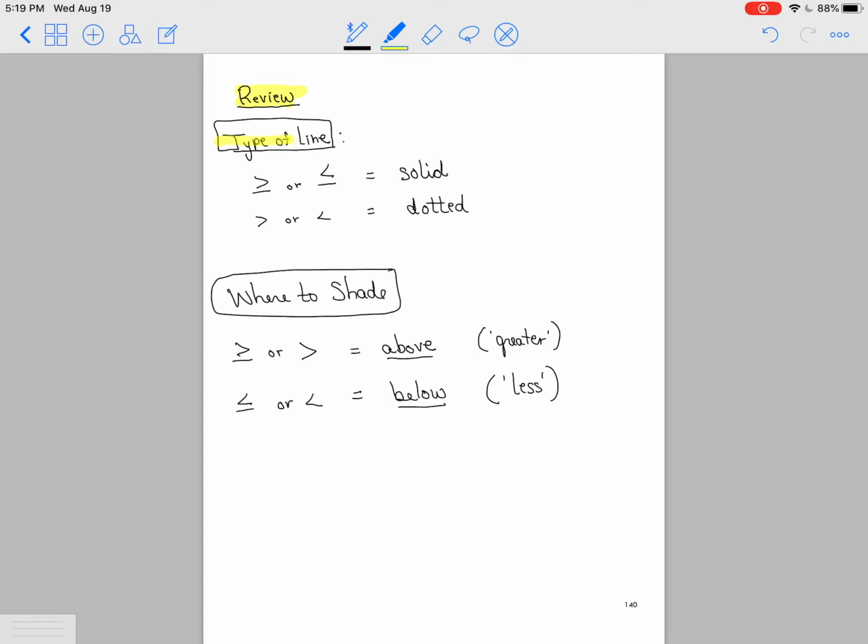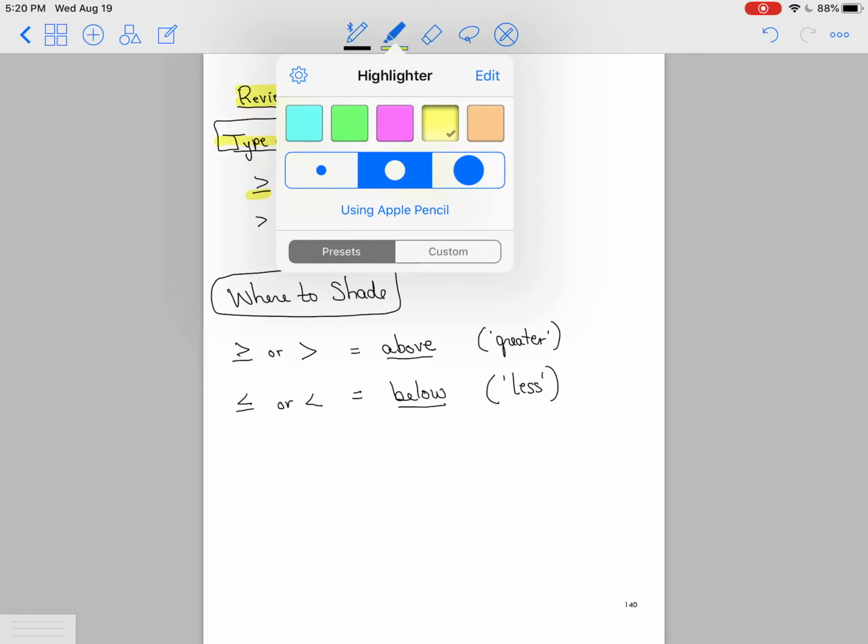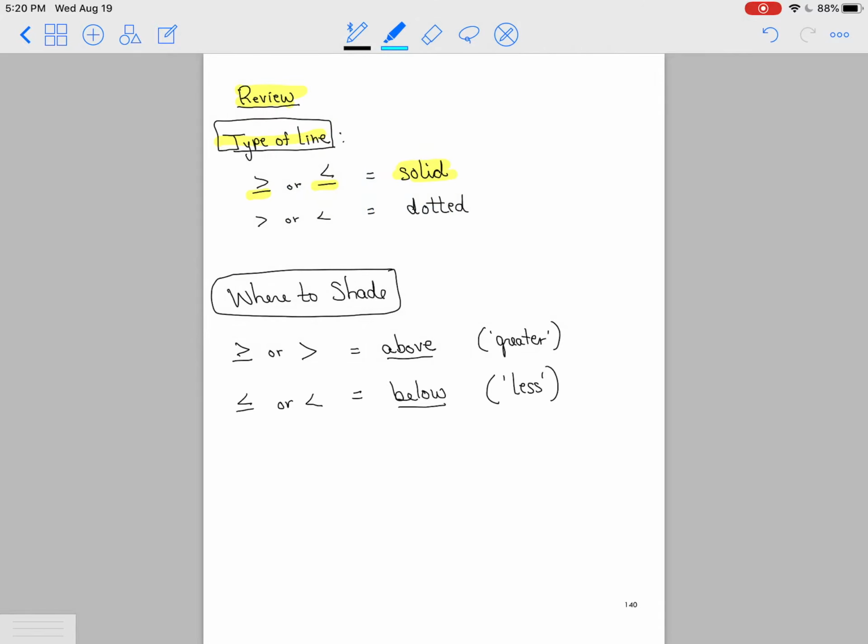So the first thing I wanted to talk about is the type of line that you guys are going to be using in your graphs. Remember that if we have the or equal to, whether it's a greater than or equal to or less than or equal to, it means that the line is included in your actual graph. So we're going to be using a solid line if you have the or equals to. If you don't, if it's just greater than something or less than something, then you're going to be using your dotted line. Okay, so that's actually a really, really important distinction there.